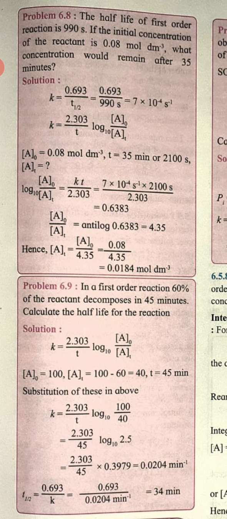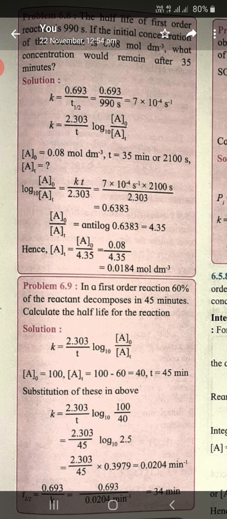1 minute is equal to 60 seconds. So therefore 35 minutes is equal to 35 into 60, that is 2100 seconds. So substituting the value of A0 and time, we get log to the base 10 A0 upon A is equal to kt upon 2.303. K is 7 into 10 raised to minus 4 per second, t is 2100 seconds, and divided by 2.303.